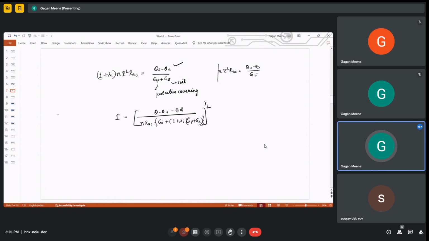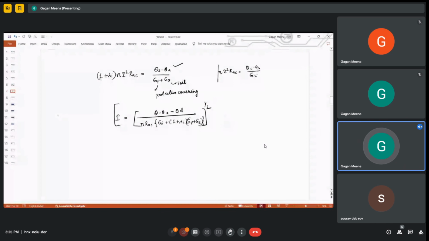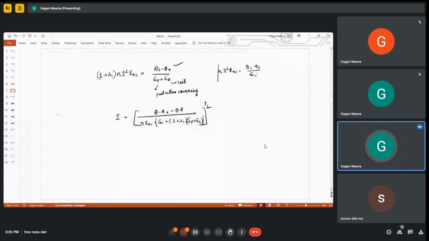So as a result, the current rating is limited by the dielectric loss. Then we also saw, after this current rating, what the charging current for a cable is. The charging current for a cable is given by V by XC, which is V by omega C, and this V will be the phase voltage, so it is V by root 3 omega C. So this is 1 by omega C, so it will be omega C V by root 3, which is 2 pi f C V by root 3.